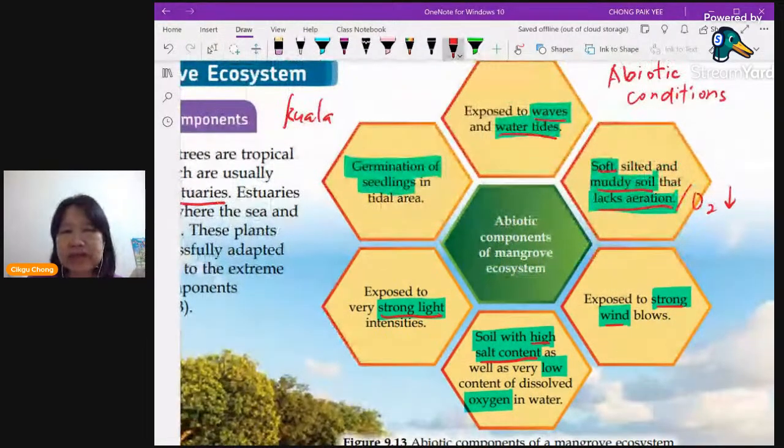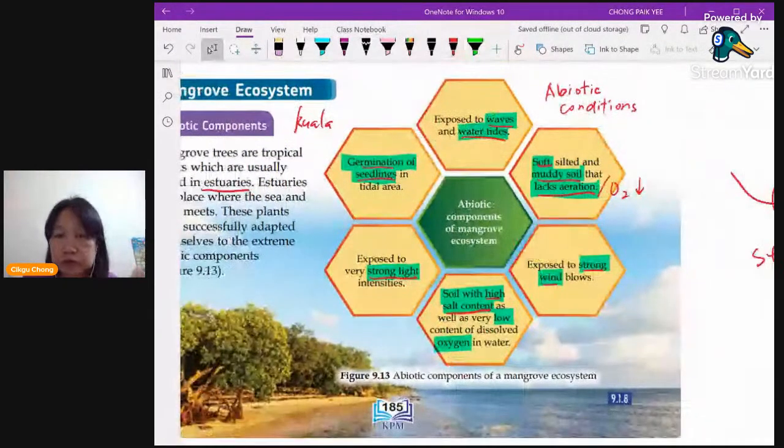And you have many cases where the seeds of these plants will start to germinate when it's still attached to the parent. This one we've seen before in chapter 7. We call it vivipary or viviparous. The seed will start to germinate even though it has not detached from the parent plant. So this is an adaptation to give it a head start so that it will not be washed away by the tides, and it will also be easier to grow. So these are the conditions in the mangrove swamp.